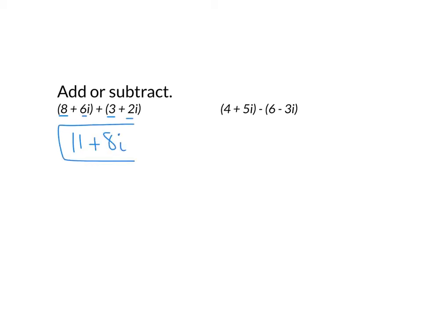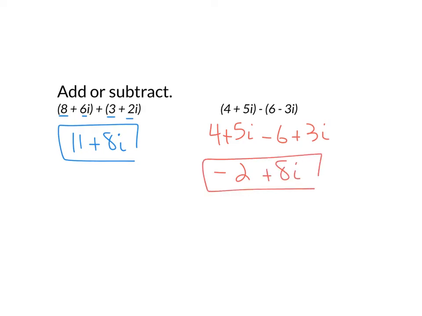Just add the real parts, add the imaginary parts. When you subtract, you may want to take a step to make sure you get this. That minus sign in front of the parentheses changes the sign on the 6 and the 3i. And now it's just an addition problem again. So combine your 4 and -6, that's -2. Combine your 5i and 3i, that's 8i, and there you have it.